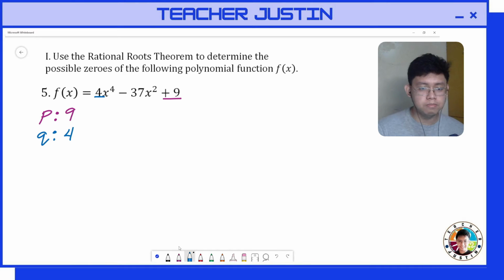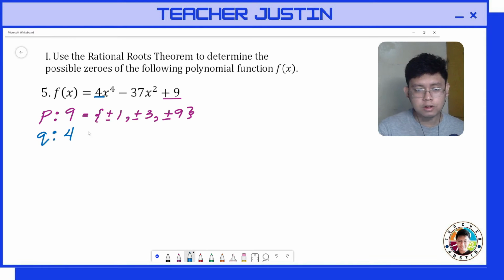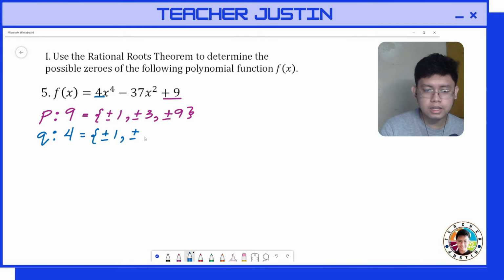After finding p and q, let's find the factors of p and q. So, the factors of 9 are ±1, ±3, and ±9. Okay, next, let's identify the factors of 4. The factors of 4 are ±1, ±2, and ±4.